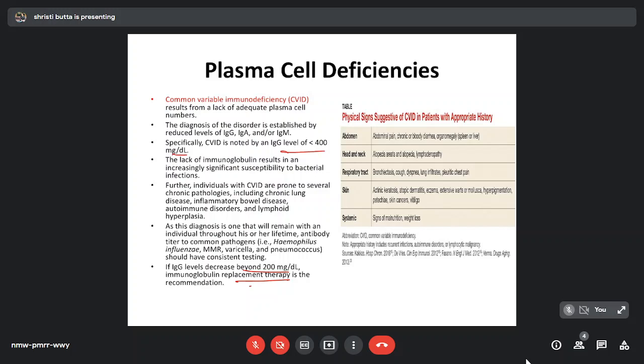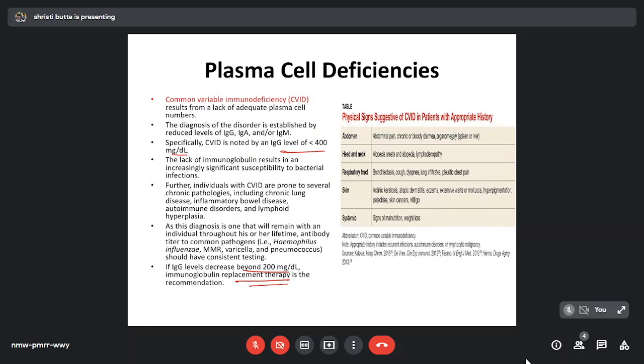susceptibility to bacterial infections. Patients usually present with abdominal pain, chronic or bloody diarrhea, organomegaly, alopecia, lymphadenopathy, bronchiectasis, cough, dyspnea, lung infiltrates, and pleuritic chest pains. Skin manifestations like actinic keratosis may also be seen, with hyperpigmentation and petechiae. Systemic manifestations of malnutrition and weight loss are also commonly seen. Such patients usually are affected by Haemophilus influenzae, varicella zoster, pneumococcus, etc.